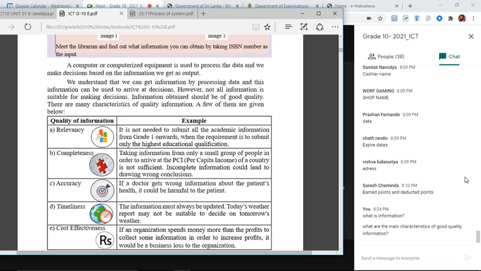Completeness. With half of the instruction or half of the statement, you can't make decisions. Accuracy.